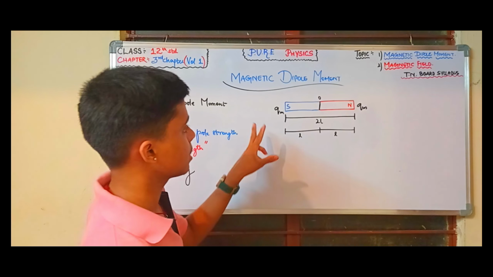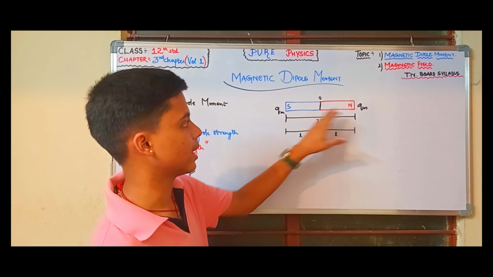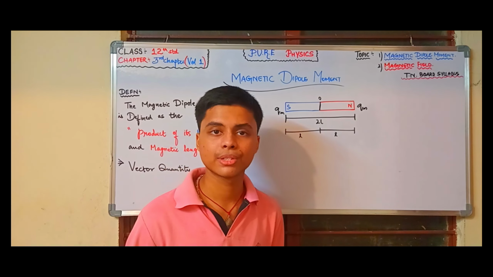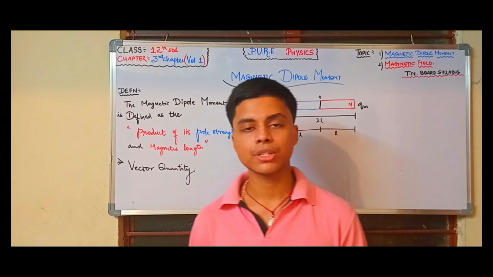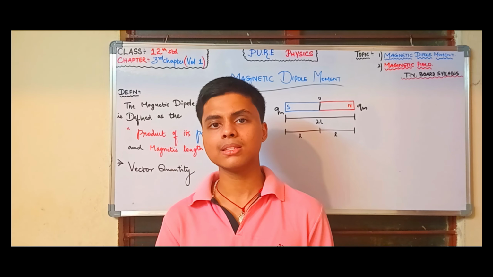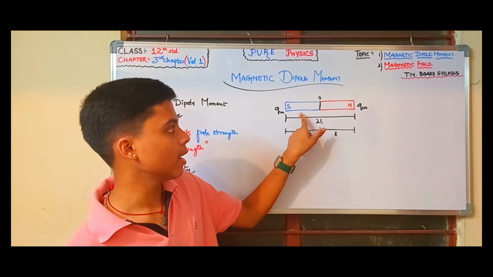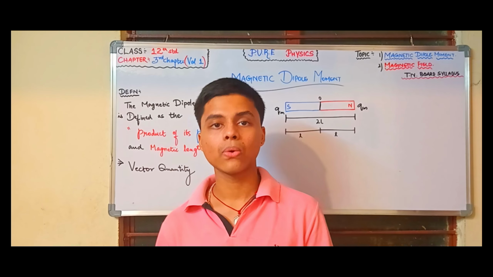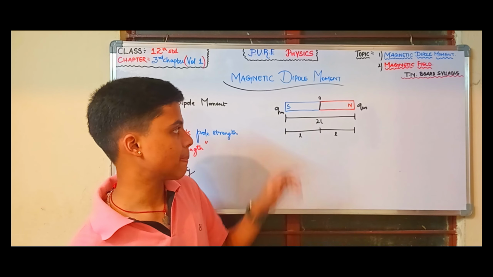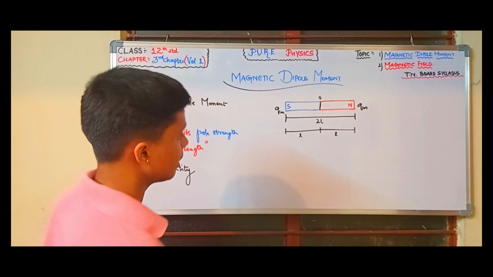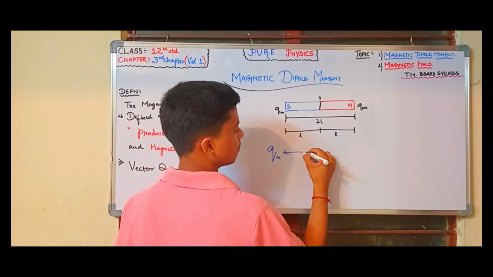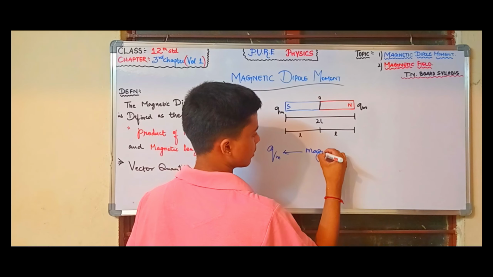I'm going to consider a bar magnet which has south and north pole, and the Qm represents the pole strength. And what is pole strength? Pole strength is the measure of the strength of the magnetic pole. That is, it just tells us how the magnetic pole has the strength to attract the poles of the other magnet. So Qm is called the magnetic pole strength.